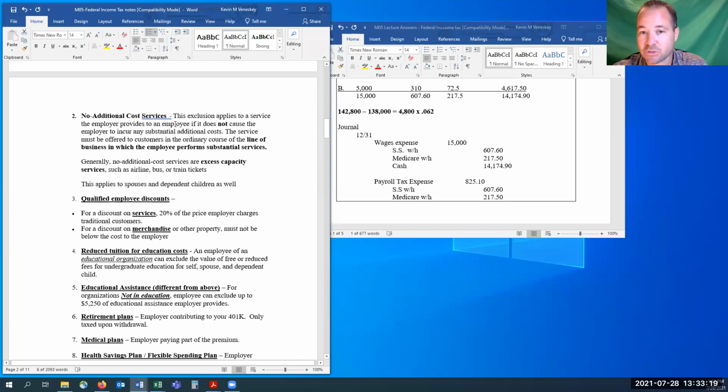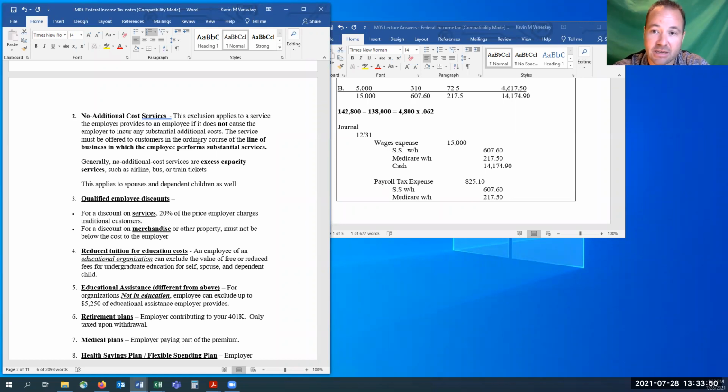These no additional cost services. You have to be in the line of business. So if your company is pretty big and they do different items, then you can only take advantage of the services that you are actually a part of, not one of the other sectors. That doesn't count. But if it doesn't cost the company any extra money, then you can take advantage of the service at no additional taxable rate to you. And the biggest one that I can think of is flight attendants.